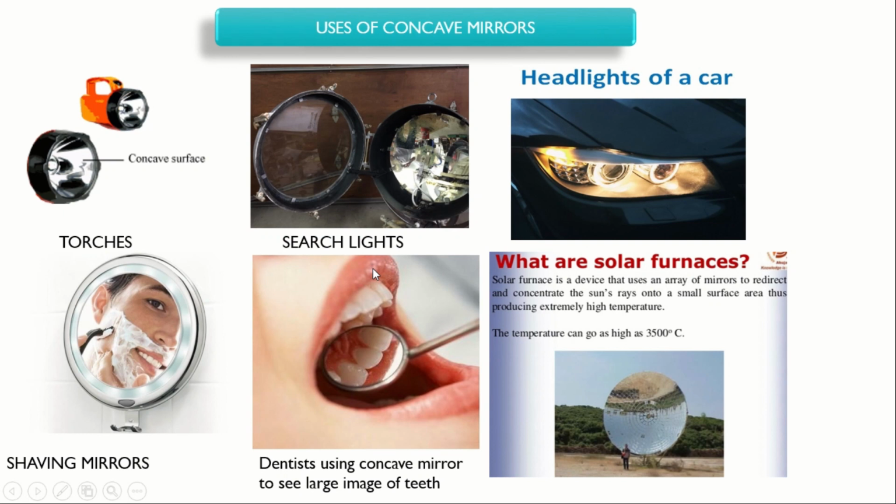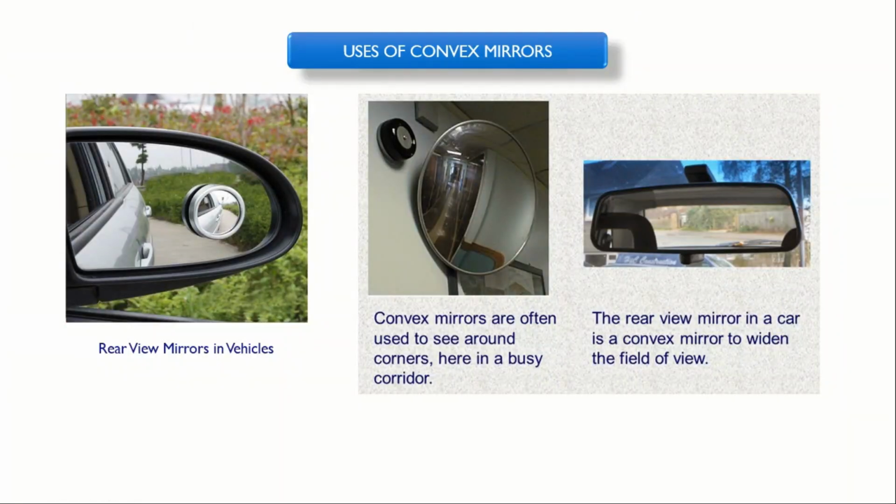Let us move on to the uses of convex mirrors. Convex mirrors are used in rear view mirrors in vehicles. Convex mirrors are often used to see around corners in busy corridors. And in rear view mirrors in a car, convex mirrors are used for the widened field of view.